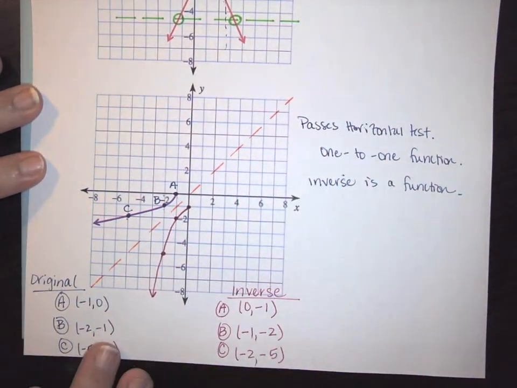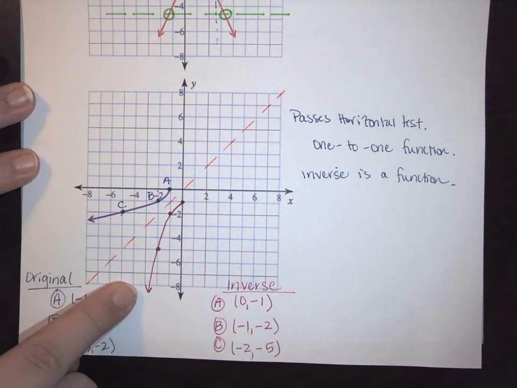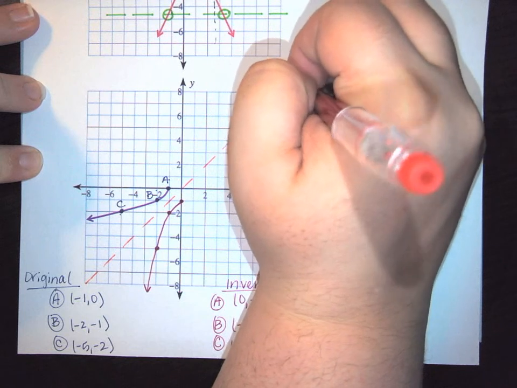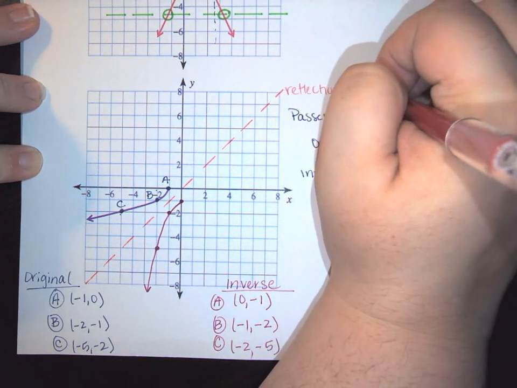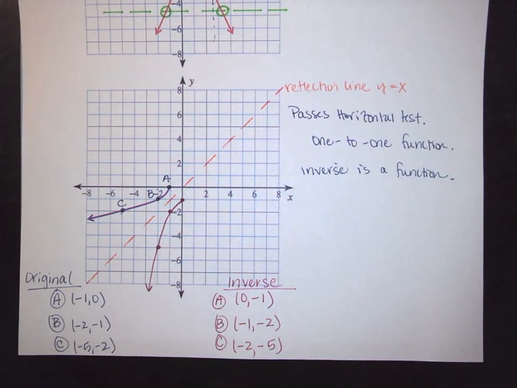And if I were to fold my graph along that line, you would notice that these two graphs here would completely line up with each other. Okay, so again, this is the reflection line. And that's the line y equals x. Okay, and so we use that line in order to help symbolize my functions.